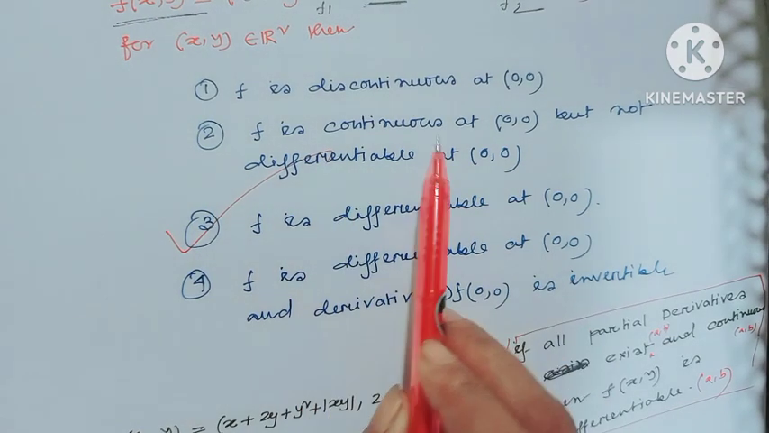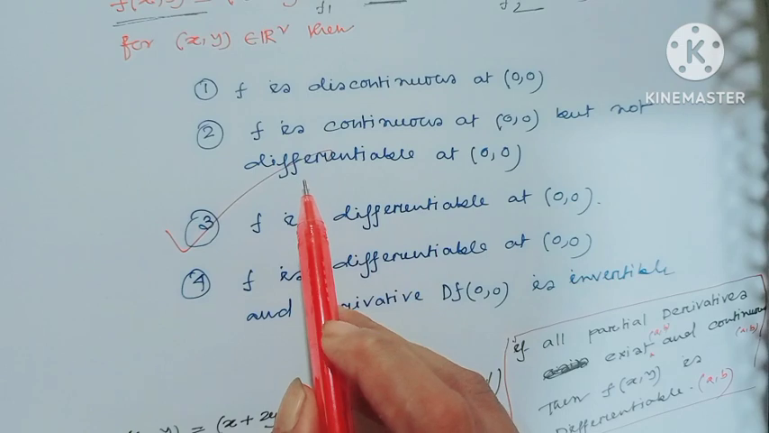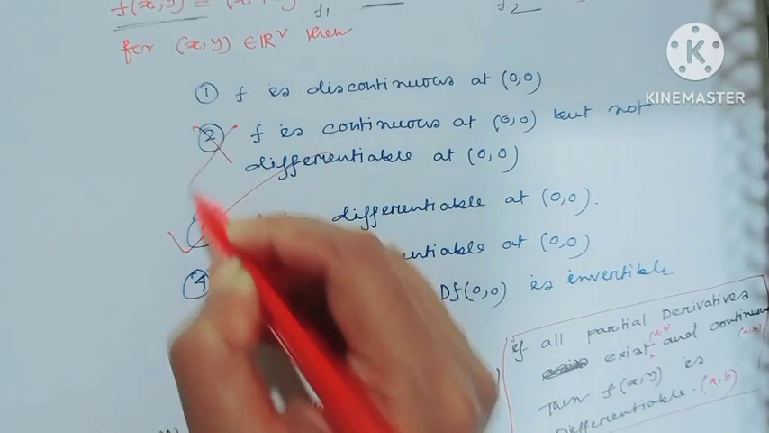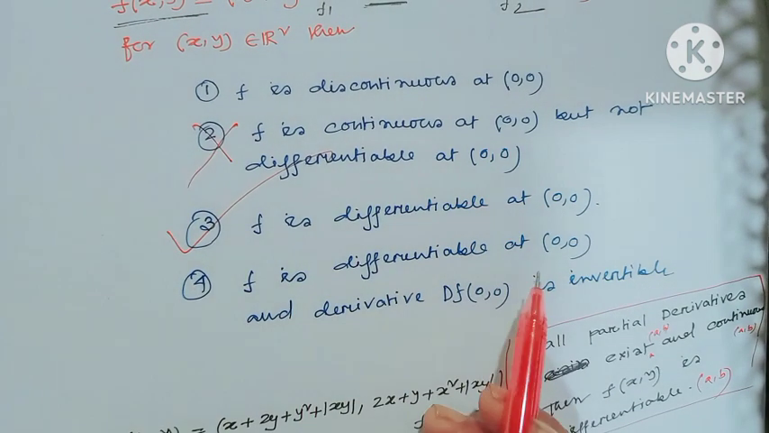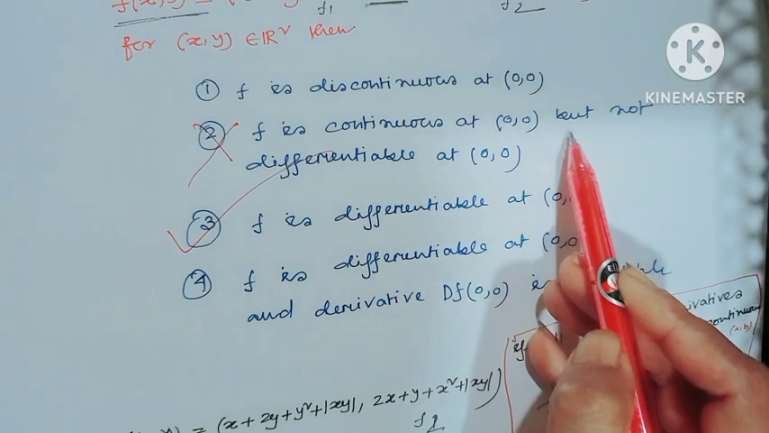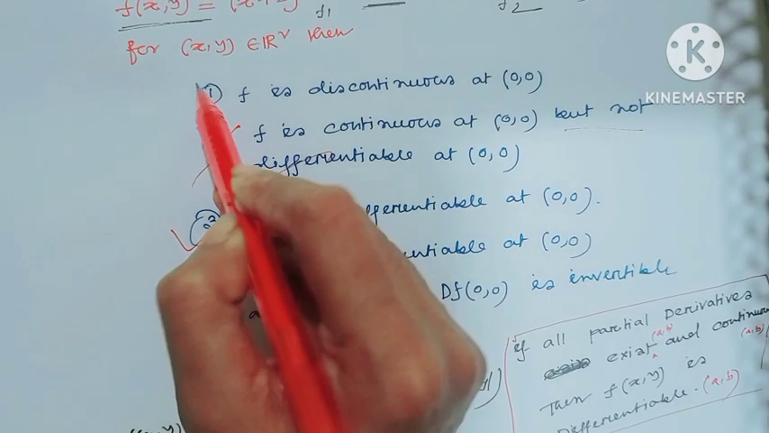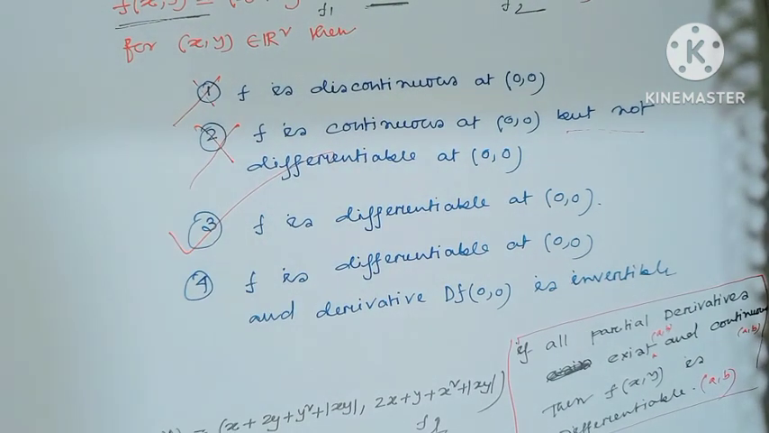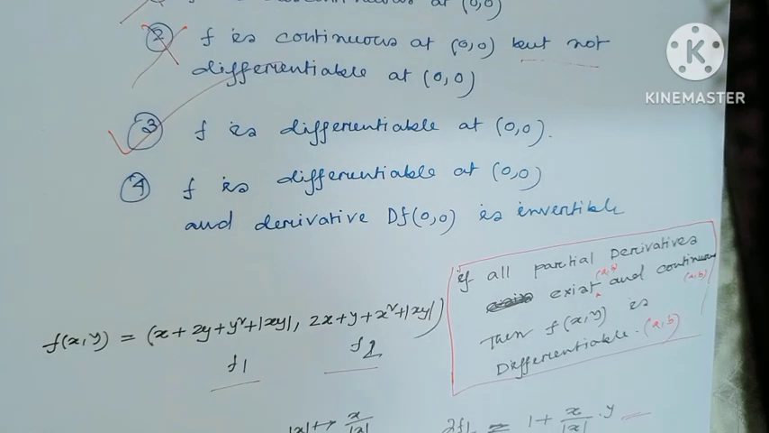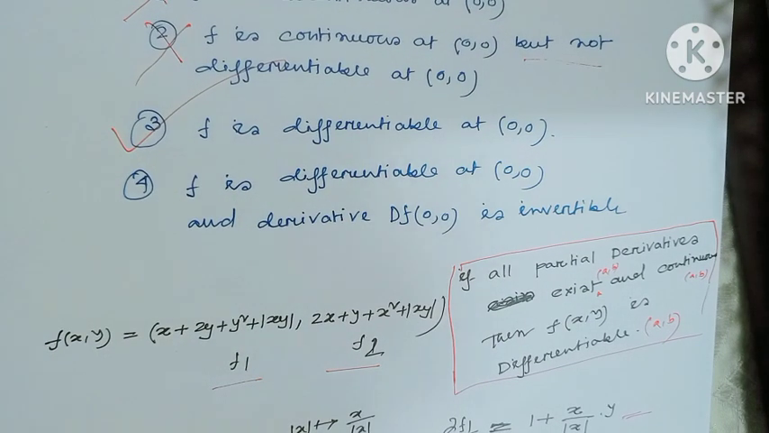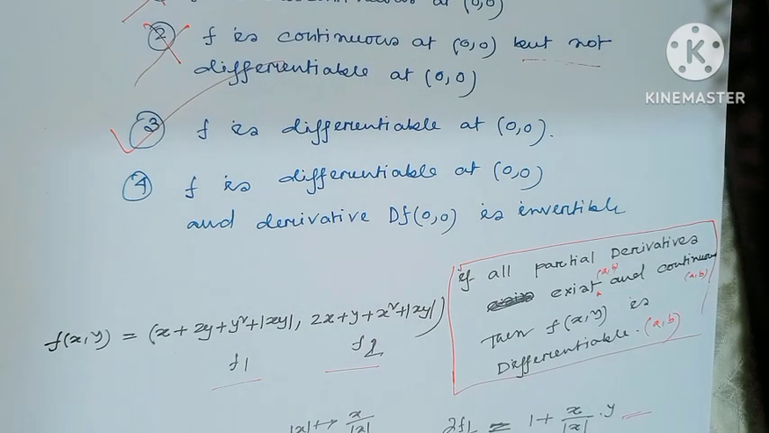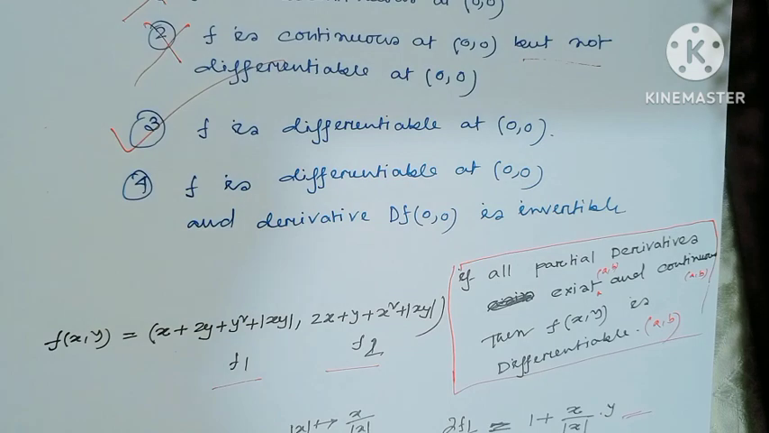Option 2 implies f is continuous at (0,0) but not differentiable. This is a wrong option, since if it is differentiable, that means it is continuous, but here it indicates it is also not differentiable. Option 3 says f is discontinuous, this is also wrong. Next, the fourth option indicates f is differentiable at (0,0) and the derivative, meaning Df(0,0), is invertible.